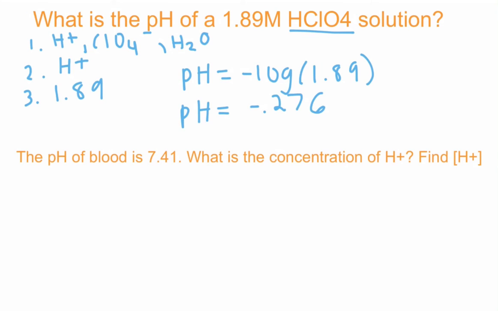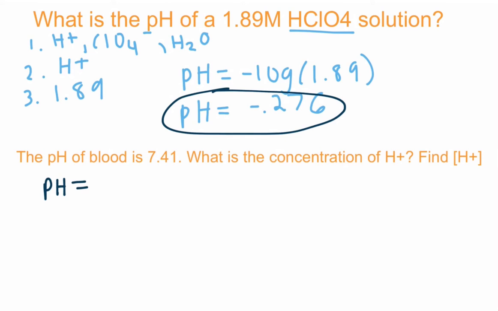So for our next problem, the pH of blood is 7.41. What is the concentration of H+? This problem requires that we work backwards a bit. So we know our pH equation. Let's write that out: pH equals negative log of the concentration of H+. We know that our pH is 7.41.